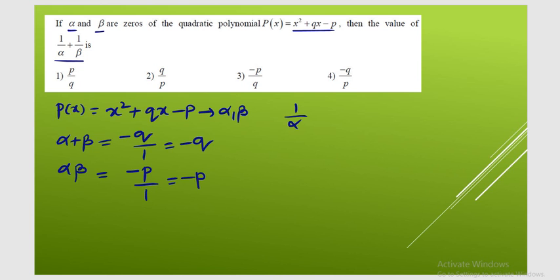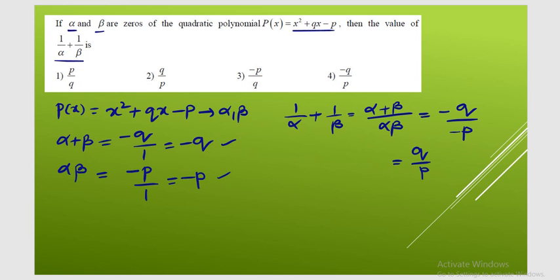So sum of reciprocals means 1 by alpha plus 1 by beta. When I take LCM, I am going to get alpha beta as the LCM. Then in the numerator I am going to get alpha plus beta. Since we know both numerator and denominator values, directly when I substitute these values, we get minus q by minus p. In both numerator and denominator we are having minus, so I can cancel it out. Finally what I am going to get is q by p. So option 2 we are going to get, right?